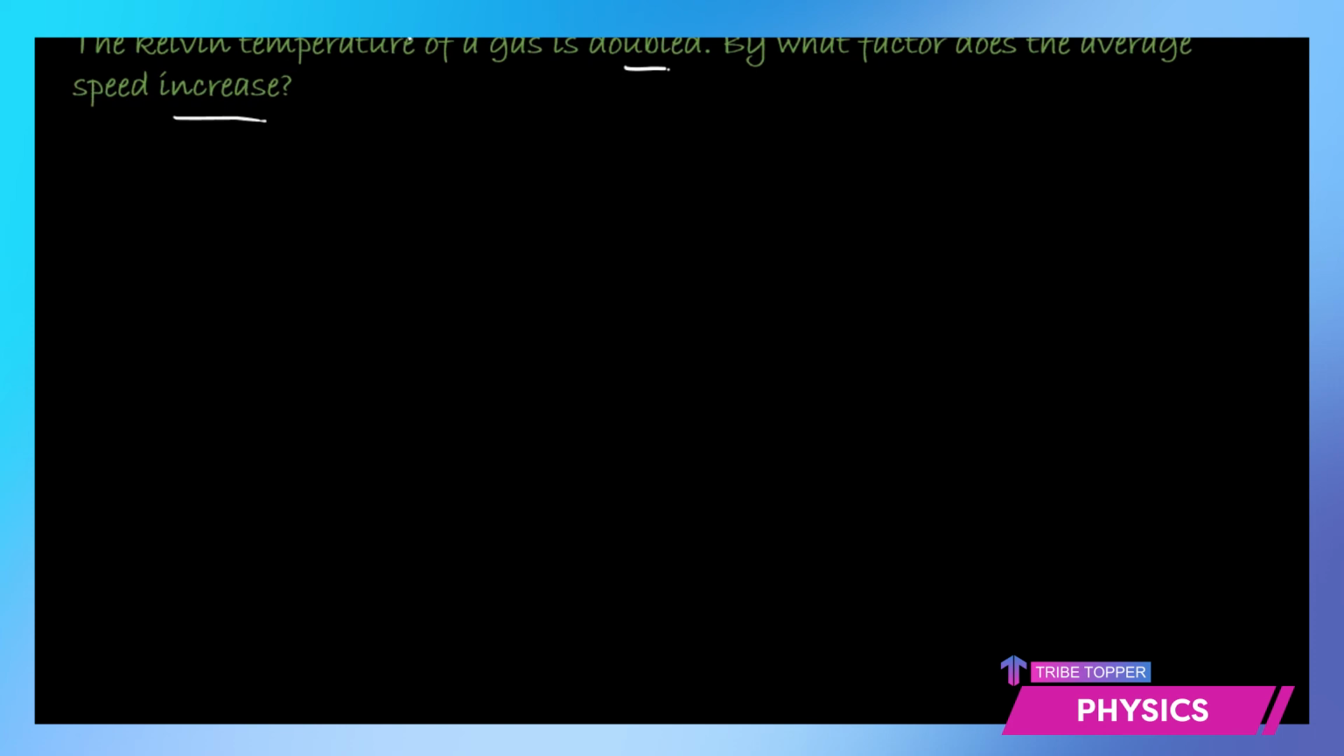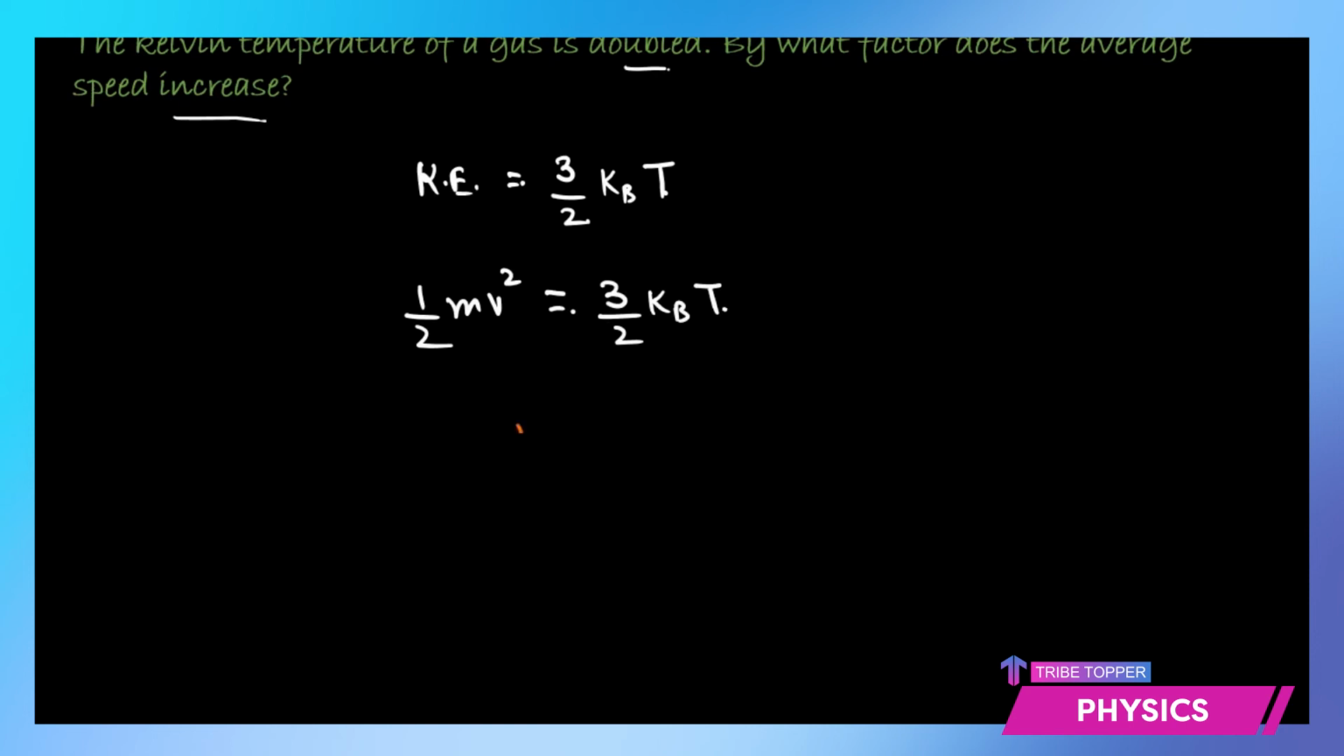So we have a relationship which says that kinetic energy is actually a measure of the temperature. So half mv square, that's your kinetic energy, is equal to 3 by 2 kBT. We don't have to worry about any calculations here. So what we see is that your v square is proportional to T. Rest all are constants: half, mass, 3 by 2, kB, these are all constants. So the relation tells us that v square is proportional to T. So if T is doubled, v square is also doubled.